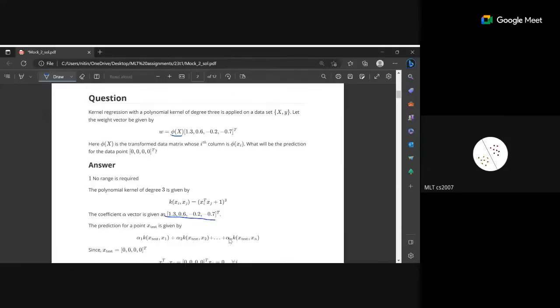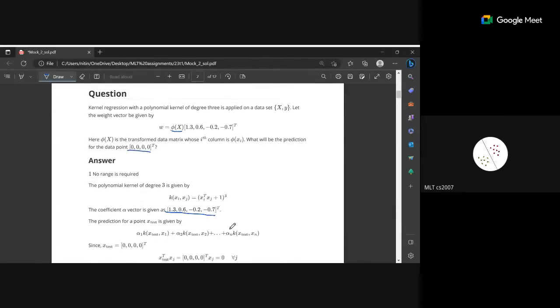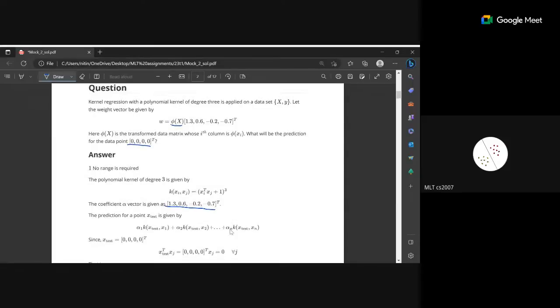Now what it's asking is: what is the prediction for this data point? What is the prediction in kernel regression? For any data point x dash, and in this case x dash is your zero vector, the prediction is the sum of alpha_i times the kernel function value between the test data point and each training data point. So this is alpha 1 k(x_test, x1), similarly alpha 2 k(x_test, x2), and so on. Now you need to find these kernel function values, because you have alpha 1, alpha 2, up to alpha 4. So what is the kernel function? The kernel is given to be a polynomial kernel of degree 3, right? And how do we define a polynomial kernel?